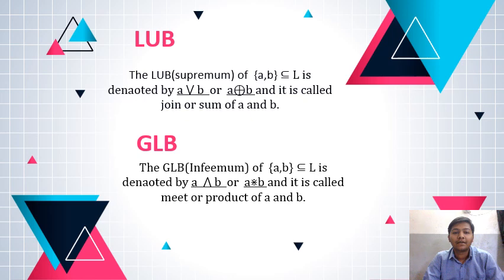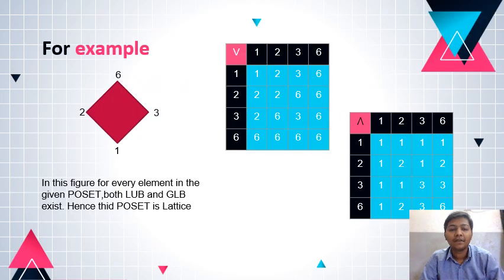What is the least upper bound? The LUB or supremum of a pair A, B belonging to L is denoted by A join B or A plus B. It is also called the join or sum of A and B. And GLB, that is the greatest lower bound, also called the infimum of the pair A, B belonging to L, is denoted by A meet B or A star B, and it is also called the meet or product of A and B. Let us consider an example.